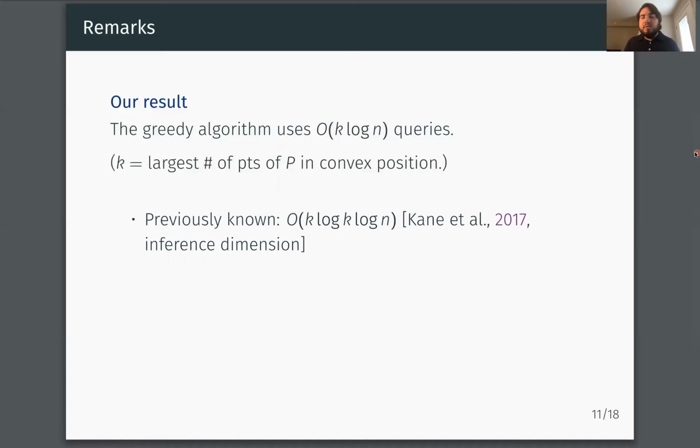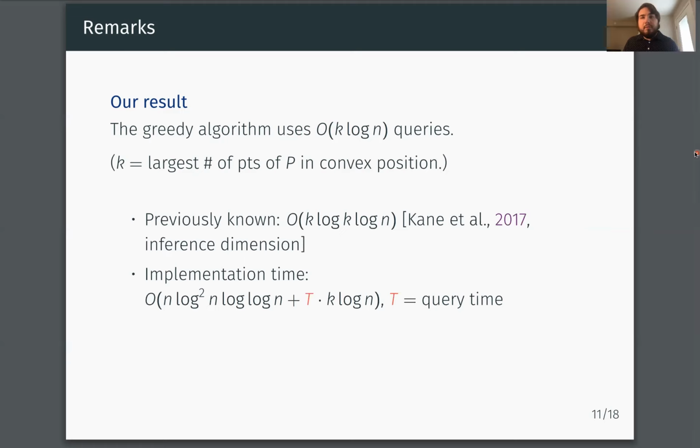It was previously known for this problem that you could solve it using k log n queries. And this actually follows from a framework of Kane et al. in 2017, using something they call the inference dimension. For people familiar with inference dimension, it turns out for our problem that the inference dimension is simply k. And so their framework immediately implies this k log n algorithm. But their algorithm is randomized. Our algorithm is deterministic, and of course, we improve the number of queries by a log k factor.